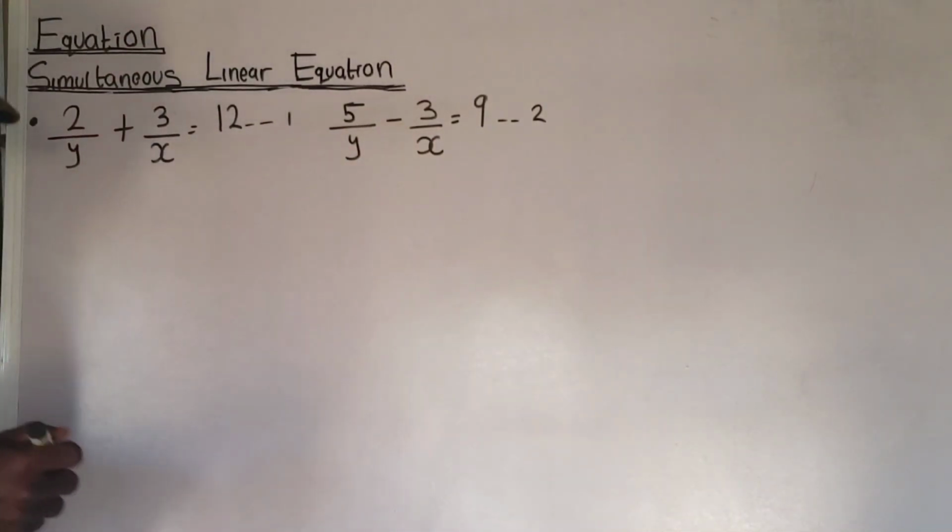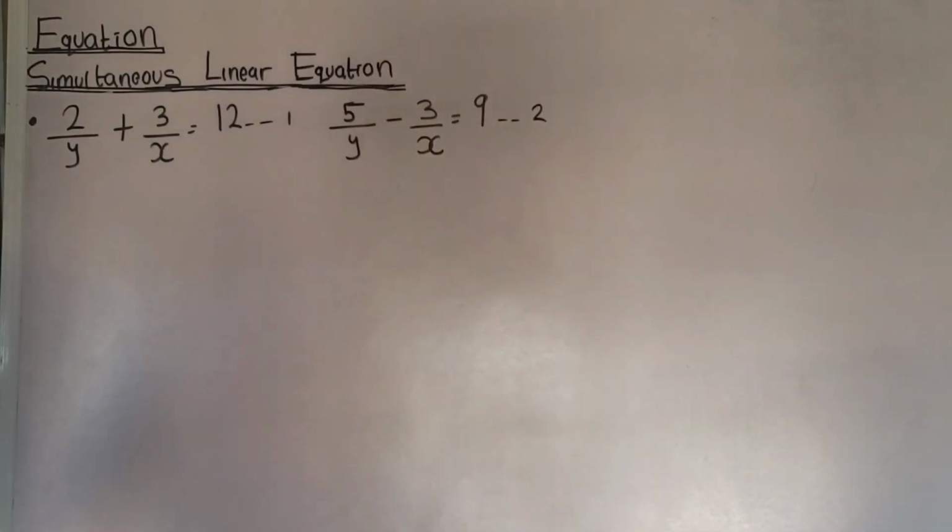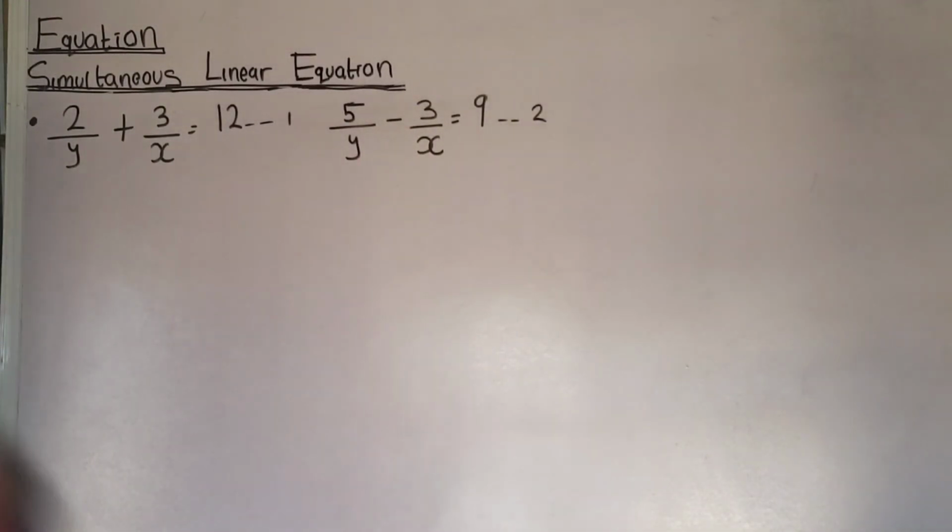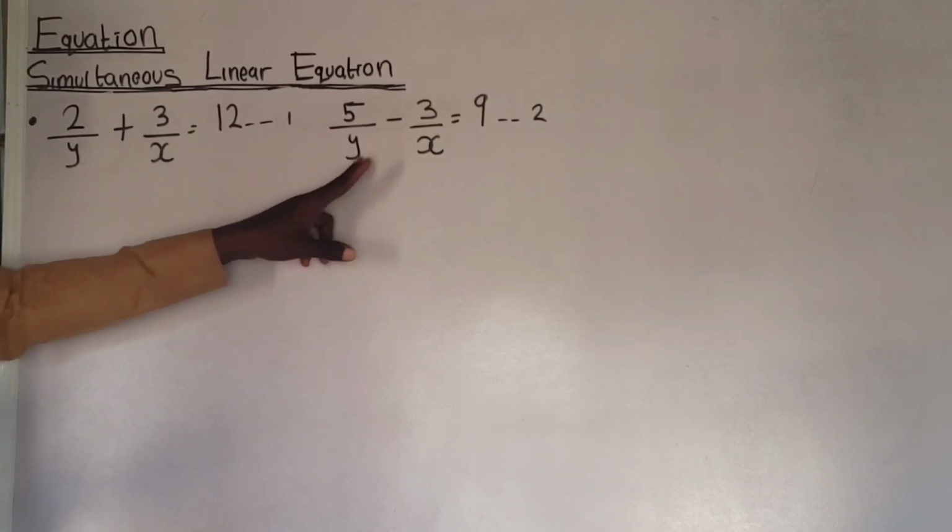Do you understand? Okay, now you know that in the previous example that we did, if you look at that example, you will see that at the denominator we have numbers. You understand? At the denominator we have numbers, but here we have y, we have x, we have y, we have x.